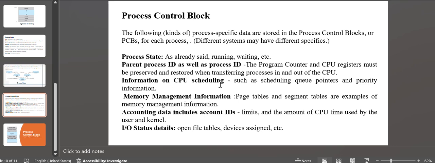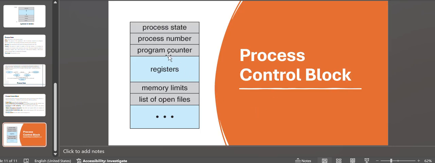Information on CPU scheduling, such as scheduling queue pointers and priority information, and memory management information. Page tables and segment tables are examples of memory management information. Accounting data includes account IDs, limits, and the amount of CPU time used by the users and kernel. I/O state details: open file tables, devices assigned, etc. Here you can see the process control block diagram with process state, process number, program counter, registers, memory limits, and list of open files.